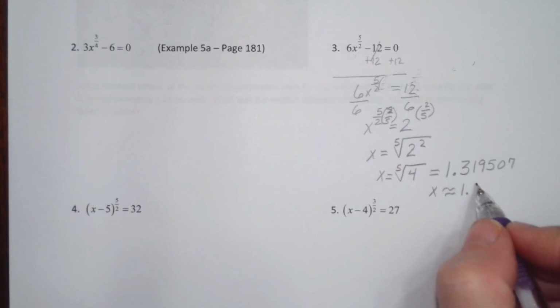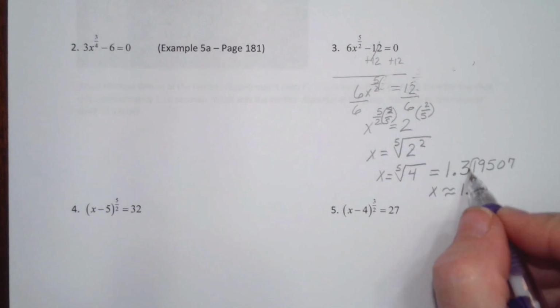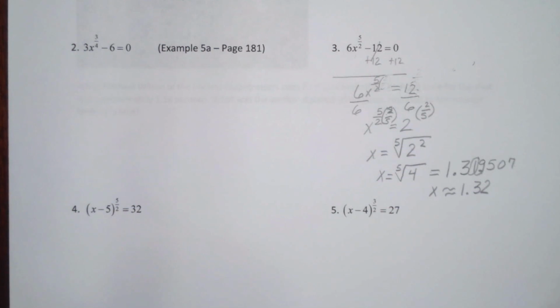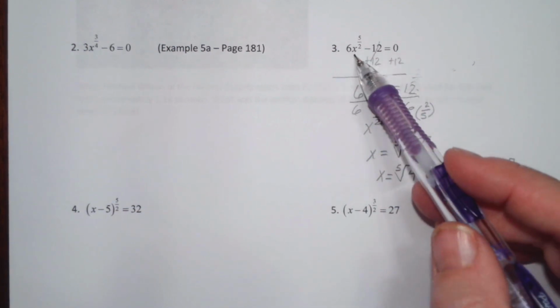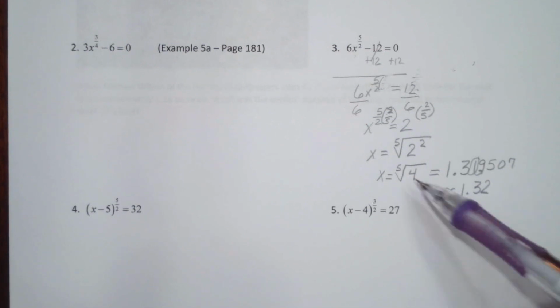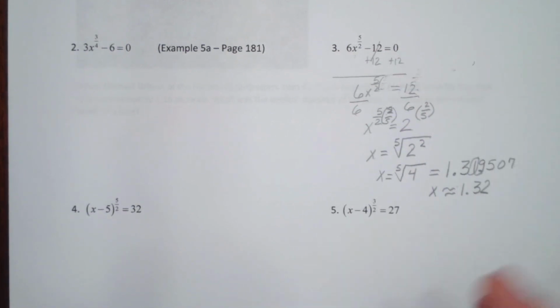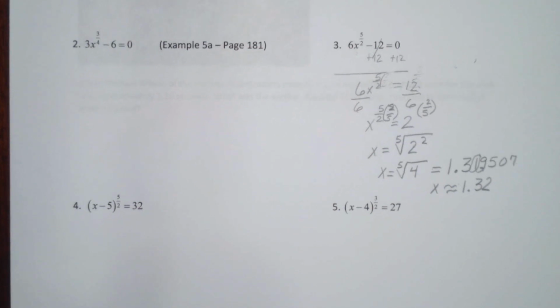And let's round to the hundredths. So 1.3, I'm going to look at the 9, that's greater than 5, so I'm going to make this 1.32. And if you put it back in the calculator, it'll get close to 0 because we rounded, but it is a correct answer. Okay?